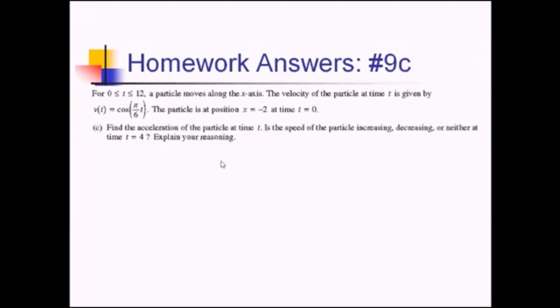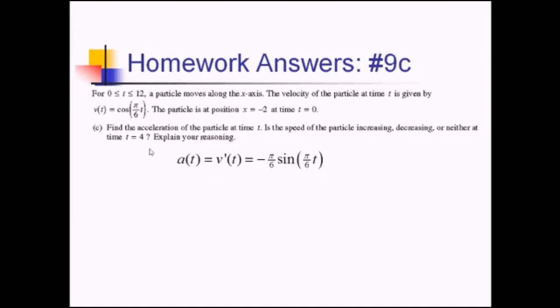On this part of the problem, they want the acceleration of our particle at time t, and then they want to know if our speed is increasing or decreasing or neither at time 4. So first we need to write the formula for acceleration. That's going to be v prime of t, which is, let's see, pi over 6 times negative sine of pi over 6 t. Now that we've got that formula, we need to figure out what the velocity and acceleration are doing at time 4, because we need to compare them to see if this thing is speeding up or slowing down.